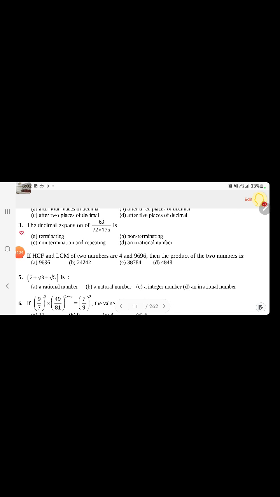Now the third one, the decimal expansion of 63 by 72 into 175. As we did the second problem, this is similar to that. We have to convert the denominator into prime factors and write it in the form of 2 power n into 5 power m. Then we can easily say whether it is terminating, repeating or not. If the denominator is not of the form 2 power n and 5 power m, then it is non-terminating. So now let's try to convert it into the form.